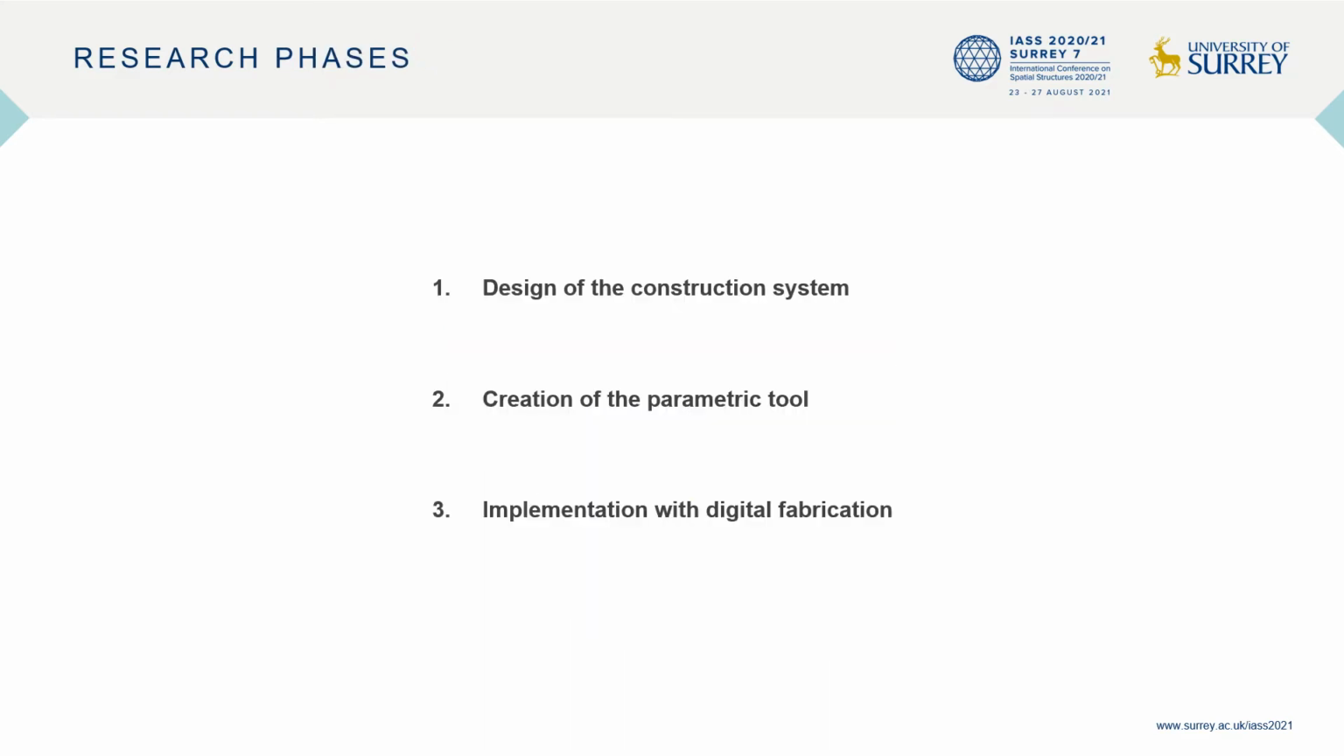It comprises three main phases: the design of the construction system through the identification of the elements, their interlocking methodology and the construction constraints; the creation of the parametric tool to fit the construction system to a given freeform; and the implementation with digital fabrication through the transposition of a digital parameterized model into a buildable prototype.